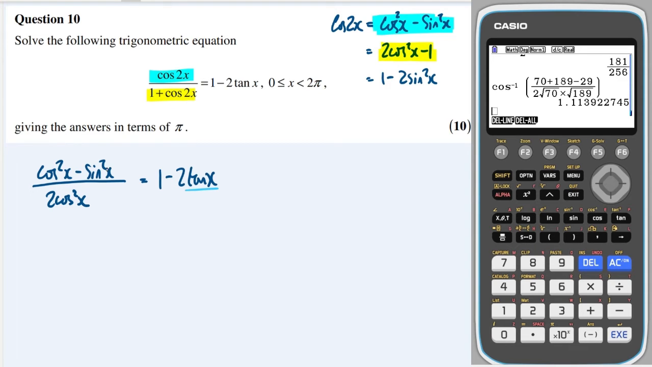Okay, so let's divide each term by 2 cos squared. So cos squared divided by 2 cos squared is just a half. Minus sine squared divided by 2 cos squared is minus 1/2 tan squared. And this is very nice now because now we have it just in terms of one trig function.